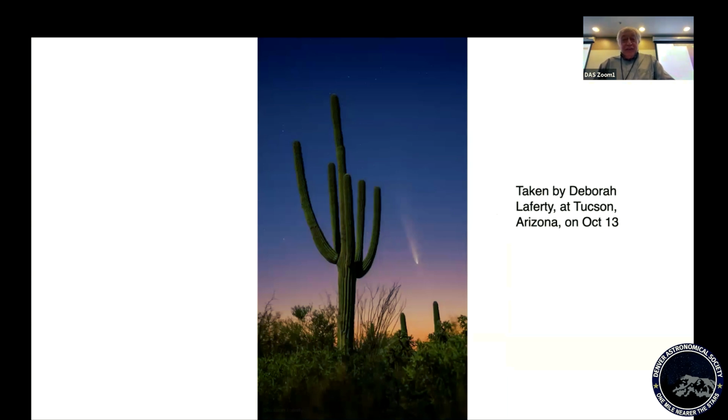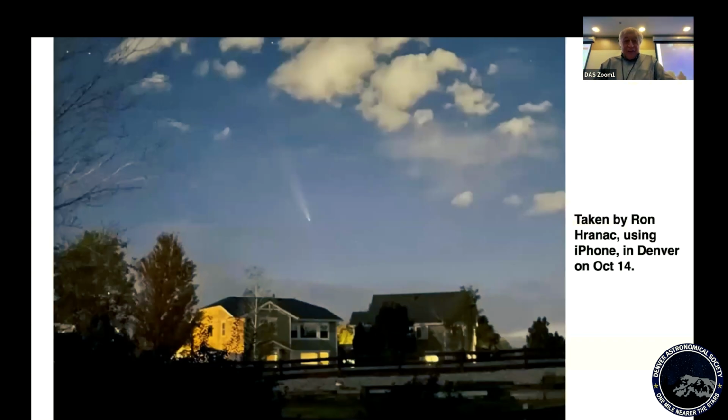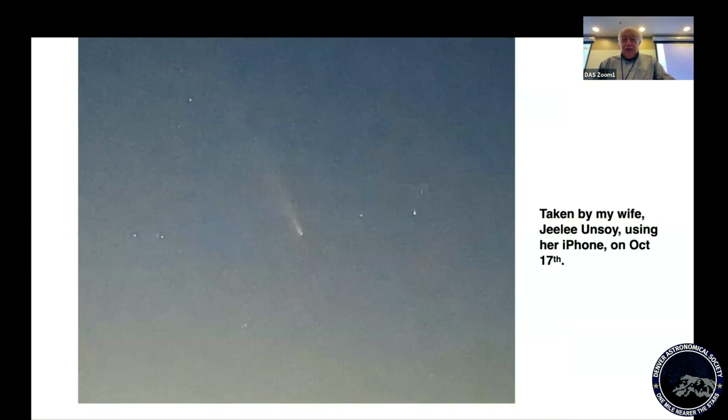This one was taken in Tucson. I liked it because of the picture, I guess. This is one of ours. Ron took this picture from his house using his iPhone. I don't know whether Ron is online or not. It was on October 14. And this is what my wife took a couple of days later with her iPhone. So you don't really need a sophisticated SLR or telescope. Actually, we could see it with the naked eye or with binoculars. It was relatively easy to see.